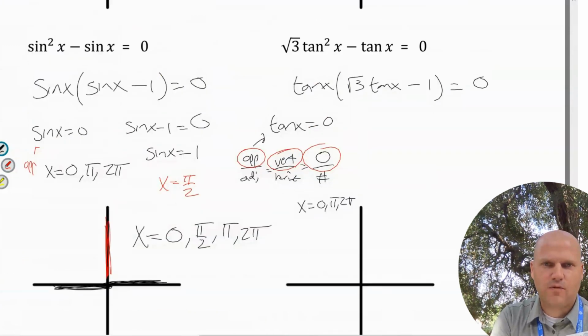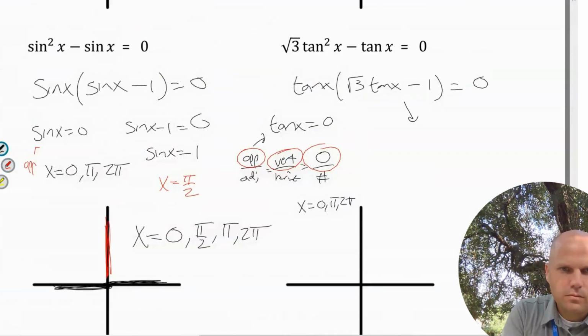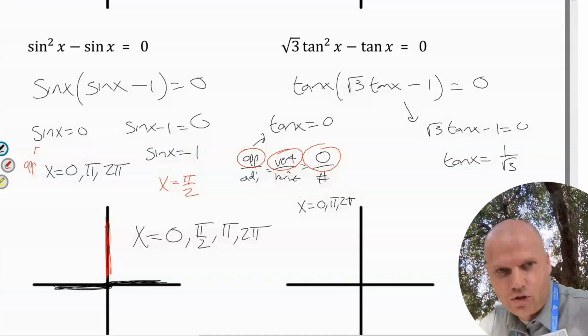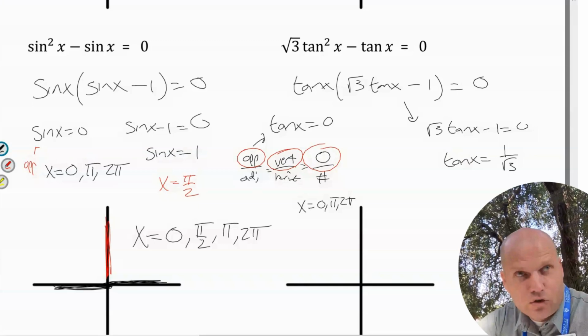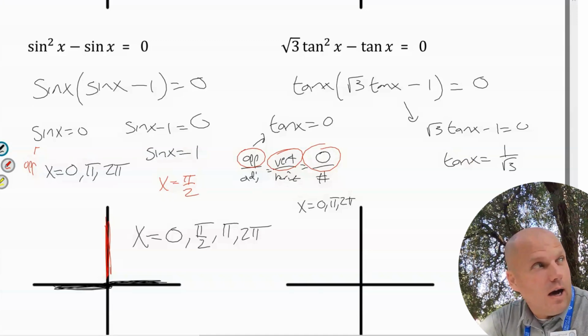Now this one's going to be fun. Root 3 tan x minus 1 equals 0. Add 1, divide by root 3. Don't make a mistake on the algebra, guys. Don't say tan x equals negative 1 over root 3. Don't say tan x equals root 3 over 3. Do the math: add 1, divide by root 3. I'm not going to rationalize this. I'm going to leave it like that.